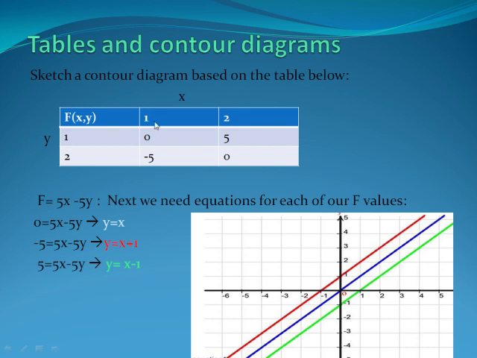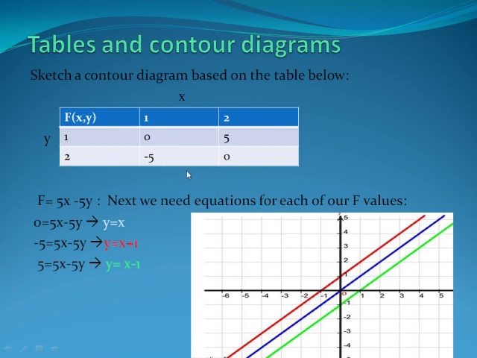Now I also want to see how the change in y is related to the function. So I look at the change in the function over the change in y. 5 minus 0 divided by 2 minus 1 gives me a slope of negative 5. And if I do this column, 0 minus 5 is negative 5, divided by 2 minus 1 is also negative 5. So I have a slope of negative 5y here. It's always a good idea to plug in a couple of values and make sure you're getting the right answer. So if I plug in 2, 2, I get 10 minus 10, which is 0. That checks out, and all the others check out as well.